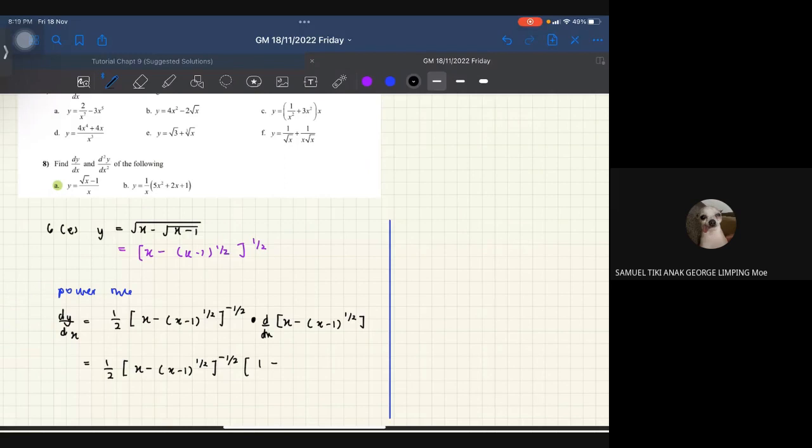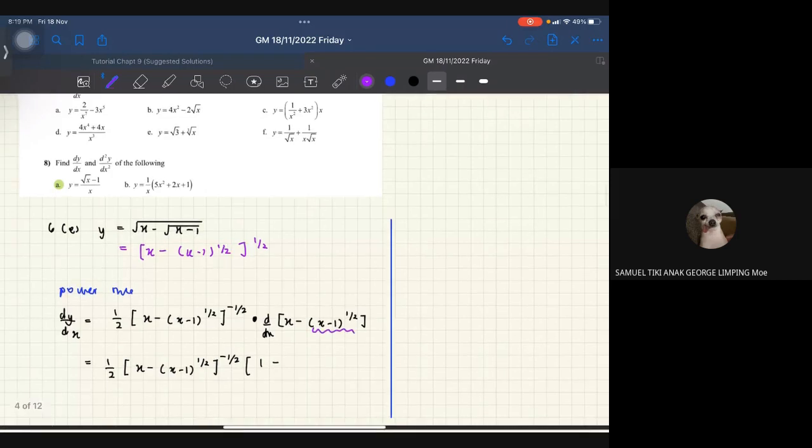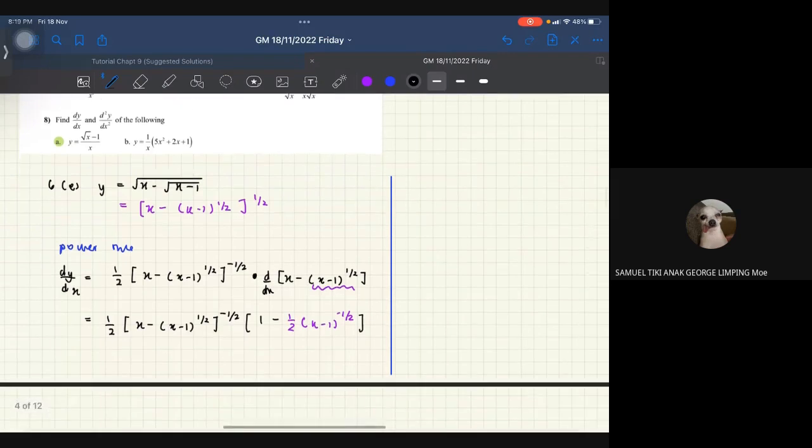Okay, so sekarang 1 tolak. So now we are going to differentiate this one. So awak akan dapat 1/2. So in bracket x minus 1. So sekarang power dia dah jadi, tolak 1. So jadi 1/2, negative 1/2. Okay, so that's it. And then close the bracket. Okay, so kita akan simplifykan kita punya jawapan akhir. So let's simplify our final answer.